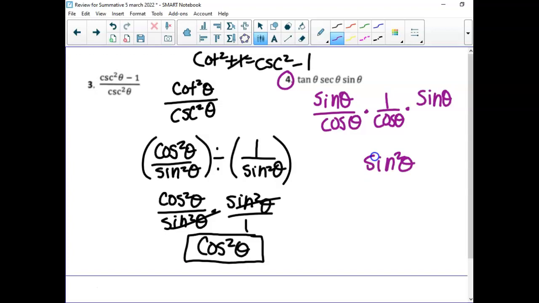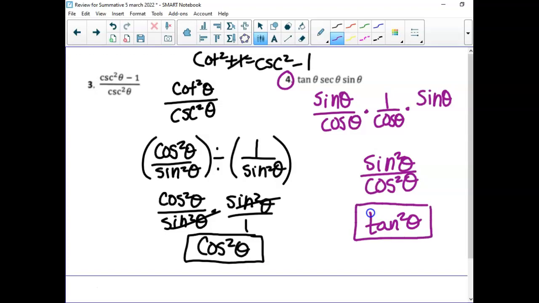Yep, if we multiply across the top, we get a sine squared. If we multiply across the bottom, we get a cosine squared. Why was that helpful? What is a sine squared over a cosine squared? Yep. It is a tangent squared, so we're down to a single function. Okay?